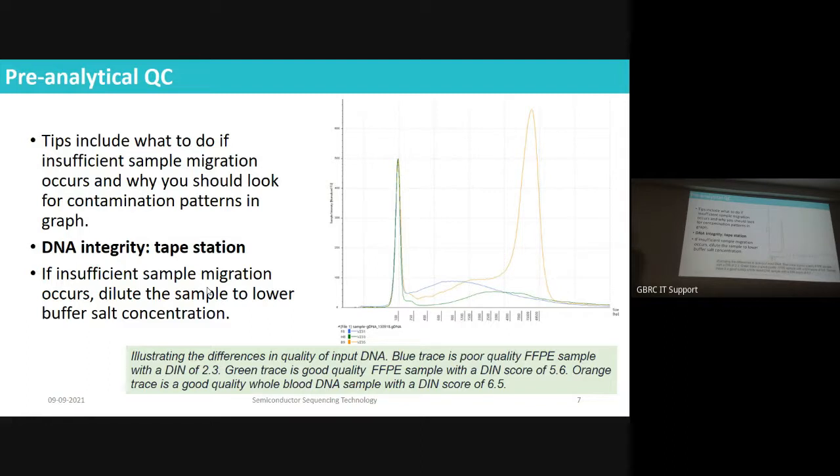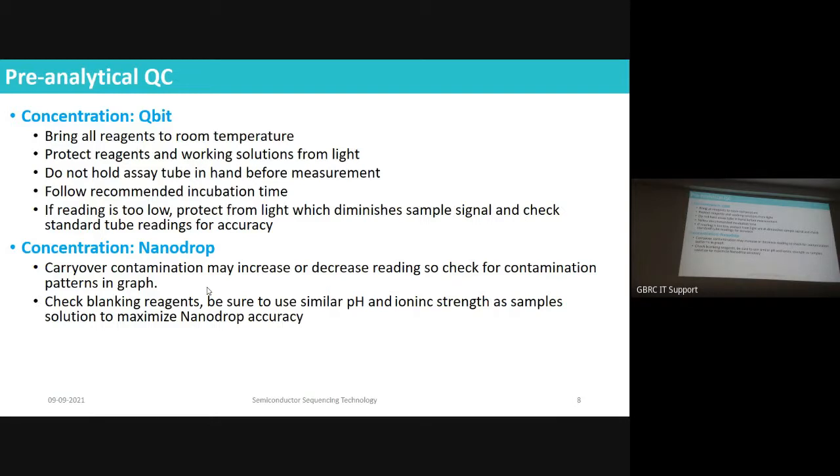You would have seen here one more instrument, the Kaya Expert, which is also an automated electrophoresis, and will give you a good picture of how your DNA is. In Qubit, when you are doing estimation, you have to remember that all the reagents must be at room temperature. You also have to protect the reagents and the working solutions from light, because it is fluorometric, and light exposure will reduce the signal.